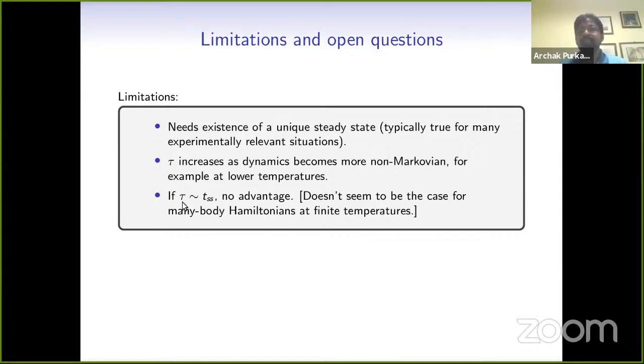Now, if that value of tau becomes of the order of the time to reach steady state, then you do not get any advantage. And this is exactly what I think will happen if you go down to the Kondo region. Basically, formally that result still holds, but it's not useful at all. But if you have a large system with only a few sites coupled to baths at finite temperatures, this is not going to happen, and it's going to be super advantageous.